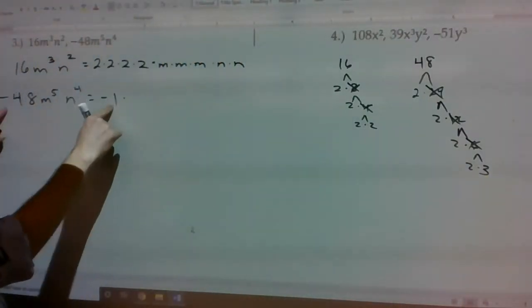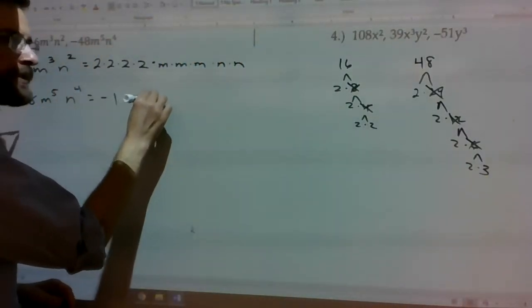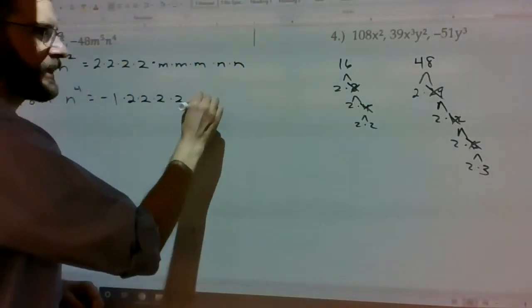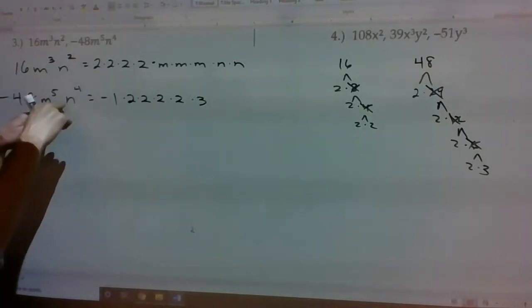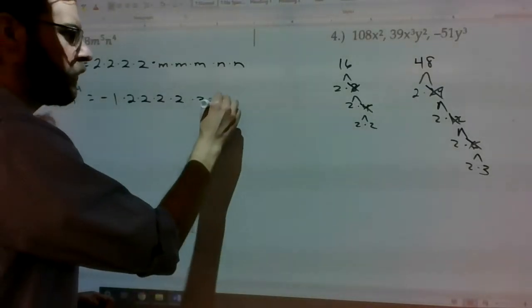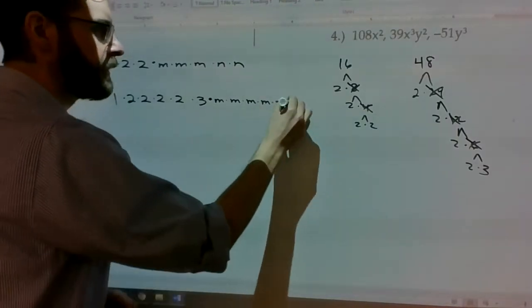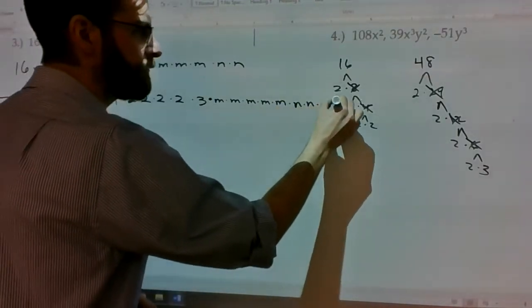So we got our -1. 2 times 2 times 2 times 2. There's 1, 2, 3, 4 of them. Times 3. There's 5 M's and 4 N's. 1, 2, 3, 4, 5. 1, 2, 3, 4.